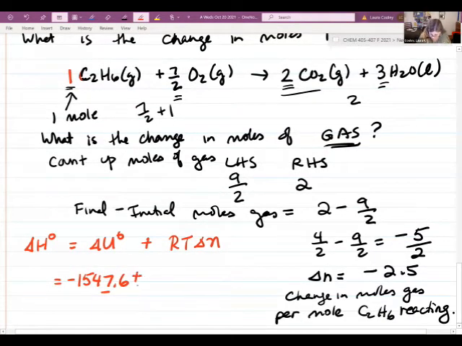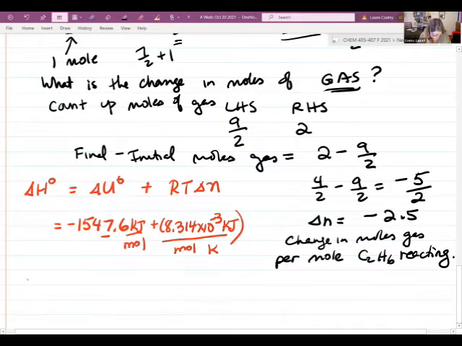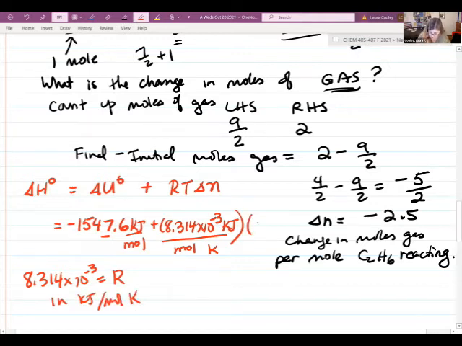Plus this R, now this is kilojoules per mole. So I want to use R in the right unit. So I'm going to use kilojoules per mole Kelvin. That's why I'm using 8.314 times 10 to the -3. That's R in kilojoules per mole Kelvin. And then I have to multiply by the T, which is 298, as it says somewhere in the problem. And then by the delta N. And of course I ran out of space.